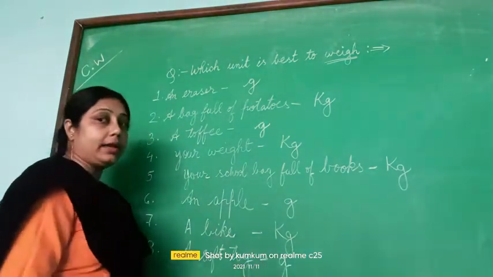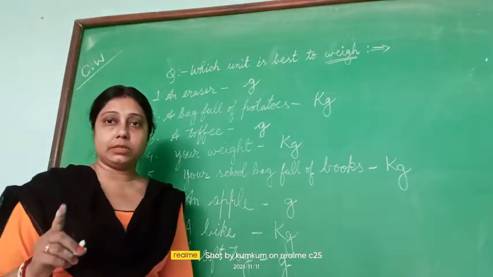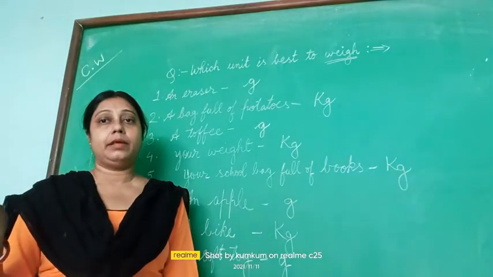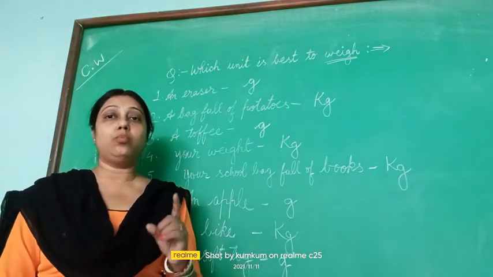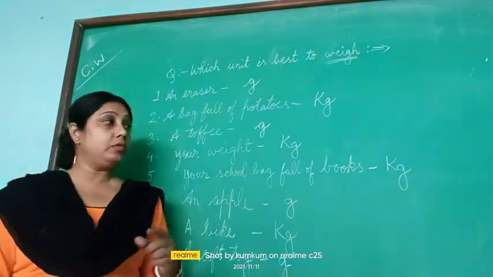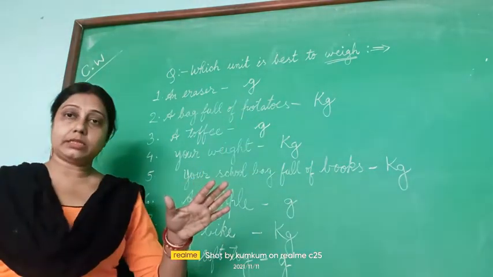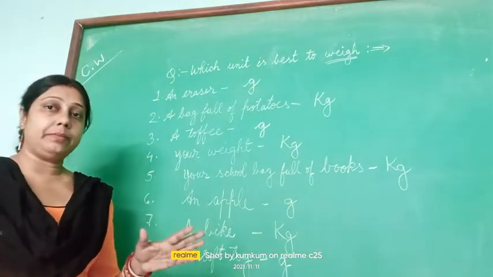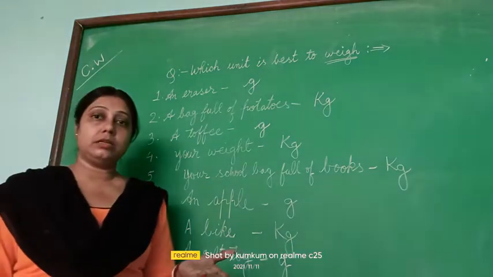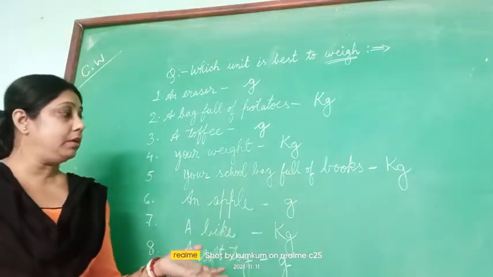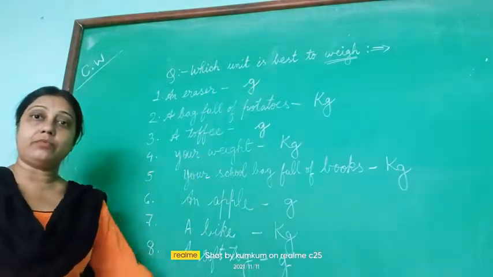So we know 1 kg equals 1000 gram. That means 1000 grams makes 1 kilogram. So always remember this. Smaller objects, lighter objects, will always be measured in gram, and the quantities of heavier objects will be measured in kilograms. So we are measuring the weight.